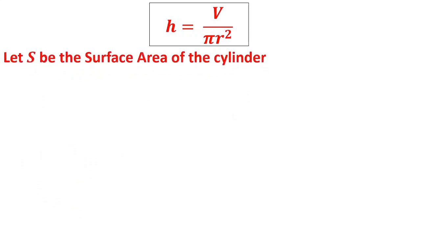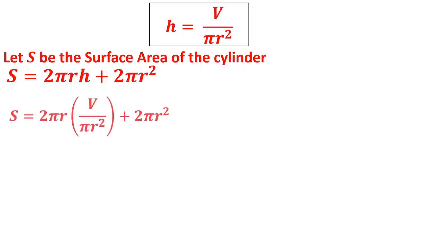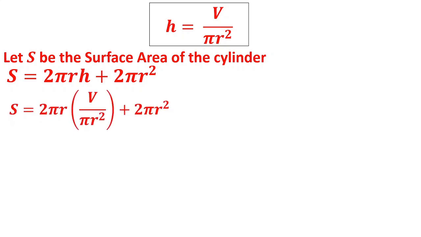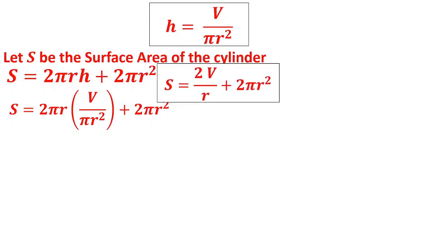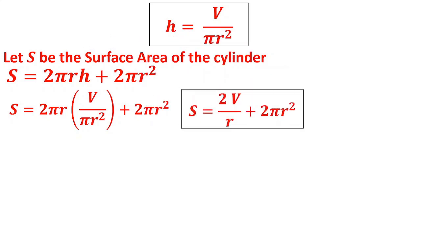Now what is the surface area formula? It is 2 pi r h plus 2 pi r square. For this only I have selected h. If I take r, then a square root will come. Therefore I am avoiding it. Therefore I will substitute h here. 2 pi r into V by pi r square plus 2 pi r square. Simplify. It will become 2V by r plus 2 pi r square.